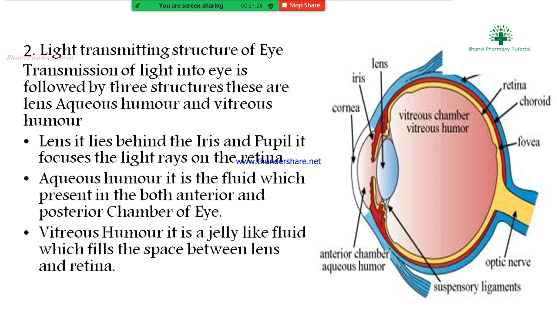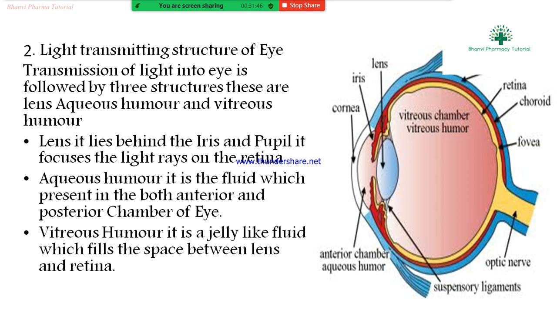How do light rays convert into a signal? Light transmitting structures of the eye: the transmission of light into the eye is carried out by three structures. These are the lens, aqueous humor and vitreous humor.